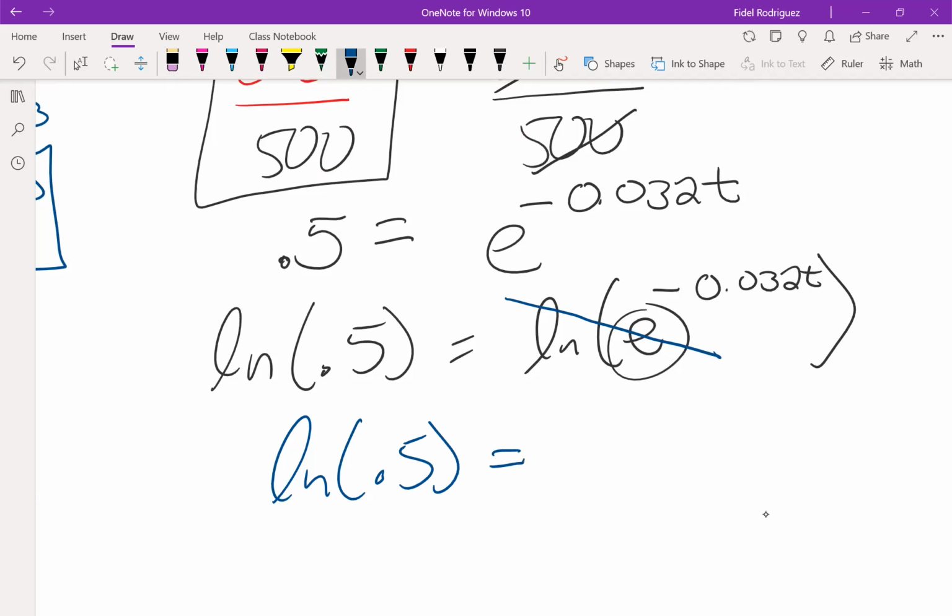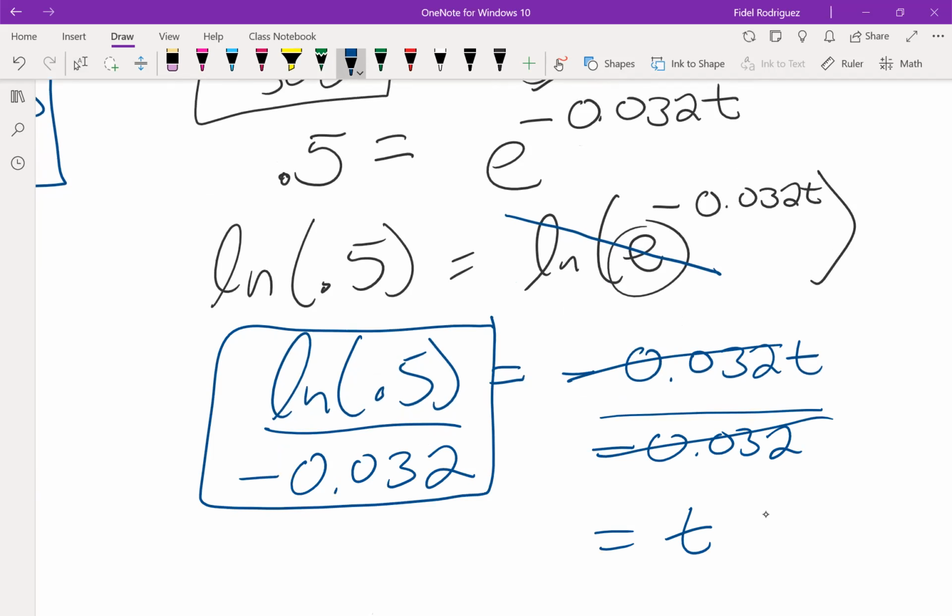So we end up with just the negative 0.032 with our t. And now if we want to solve this equation for the letter t, what we're going to do is divide everything by negative 0.032. So these here will cancel out. This part right here, y'all, is what I'm going to enter on my calculator, okay? So let me come back to my calculator so I can show you what I'm doing.